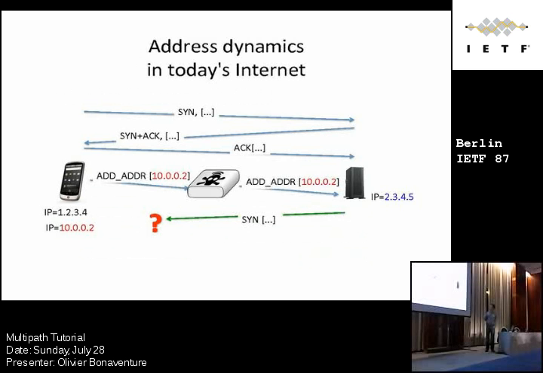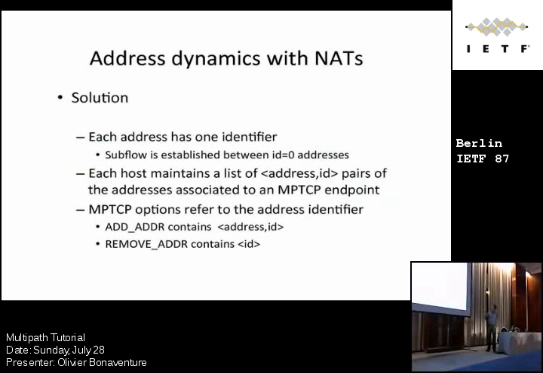Of course, if we do this in today's internet, we have to deal with middle boxes. When I open the TCP connection, I could be behind a NAT, and the information that I send in the add address option will be translated by the NAT. So the Multipath TCP server will not only look at the content of the option, but also the IP address from which the option is coming.